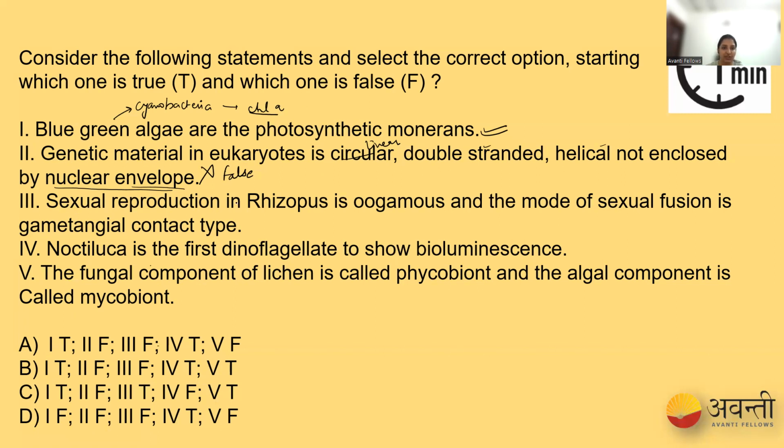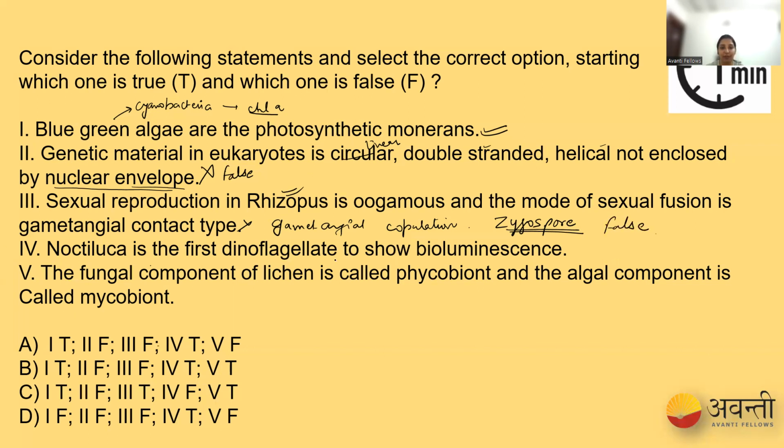Now, statement number three says sexual reproduction in Rhizopus is oogamous and the mode of sexual fusion is gametangial contact. No, the mode of sexual fusion is gametangial copulation. In gametangial copulation, the entire gametangia, the protoplasm of the gametangia, get fused and form zygospore. When the entire gametangia get fused, they form zygospore. So zygospore you will observe in case of Rhizopus. So this statement is also false.